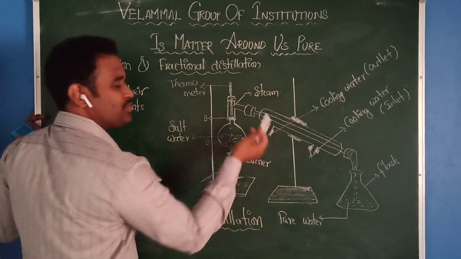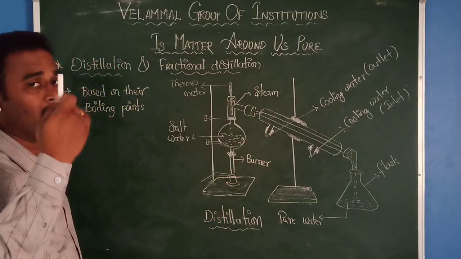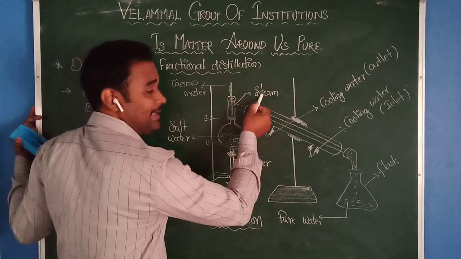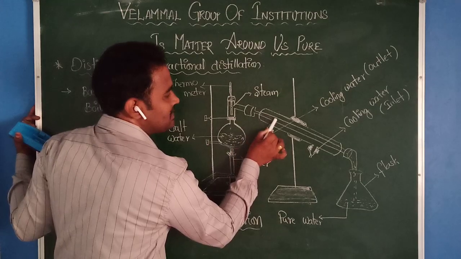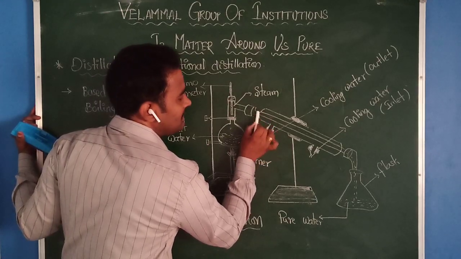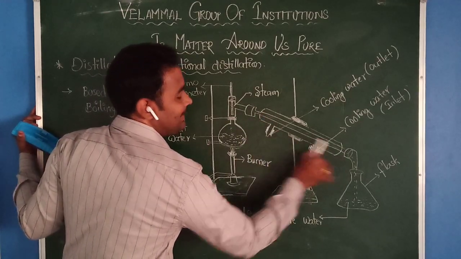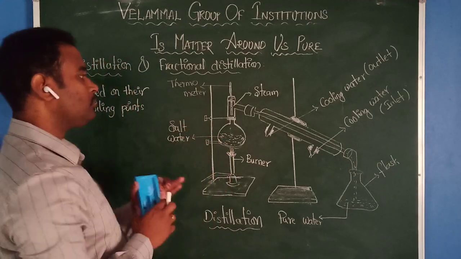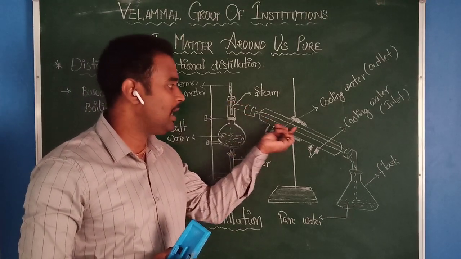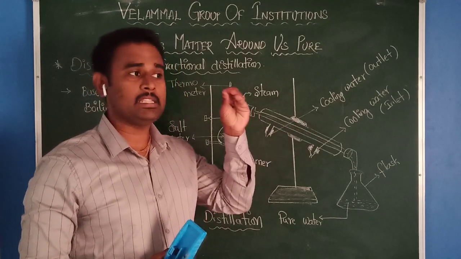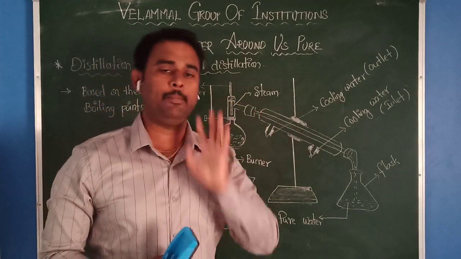This is nothing but steam. That means the water vapor that is there now is called steam. Then this steam is transferred to the condenser. Here it is open. It is transferred to the condenser. Now whatever water vapor or steam is there in the condenser is in the gaseous or vapor state.